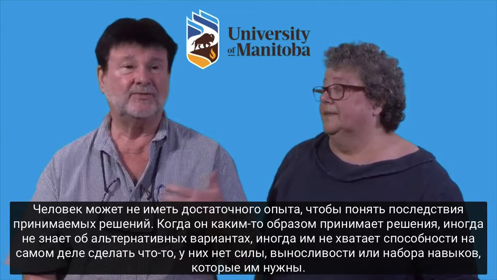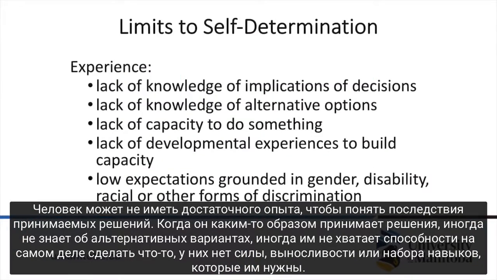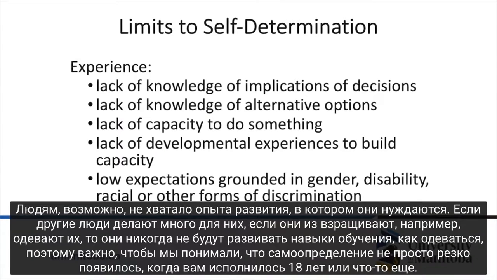A second area of limitation for self-determination for individuals is experience. In some cases, an individual may lack the experience to understand the implications of the decisions that they're making. Sometimes they're not aware of alternative options. Sometimes they lack the capacity to actually do something. They don't have the strength or the stamina or the skill set that they need. They may have lacked the developmental experiences that they need. If other people have been doing things for them as they're growing up, for example, dressing them, then they never develop the skills of learning how to dress themselves.